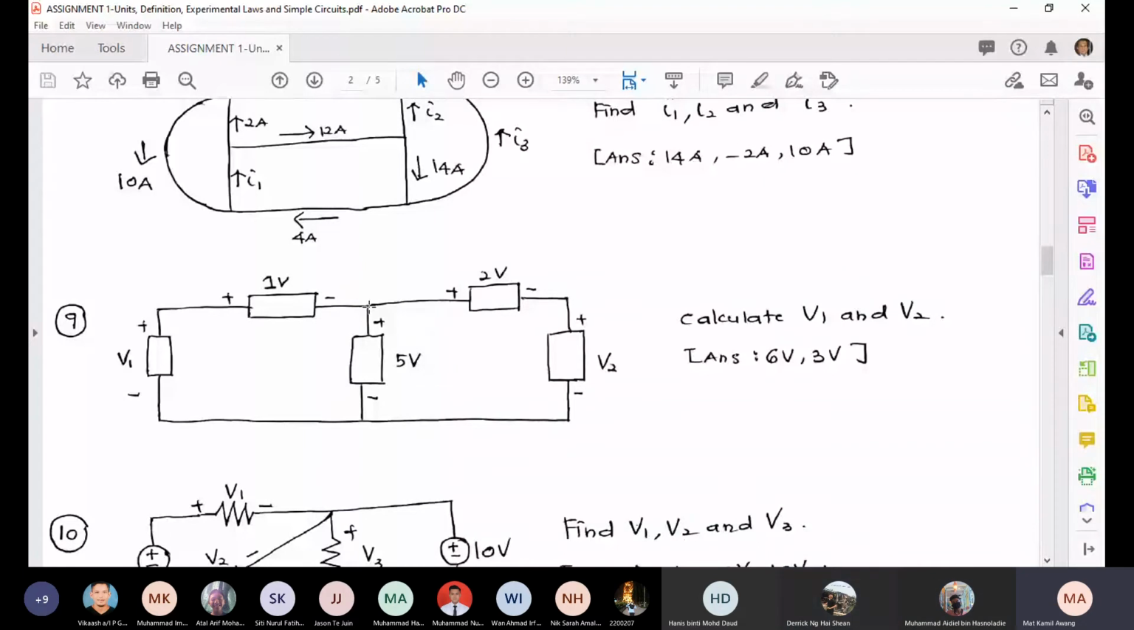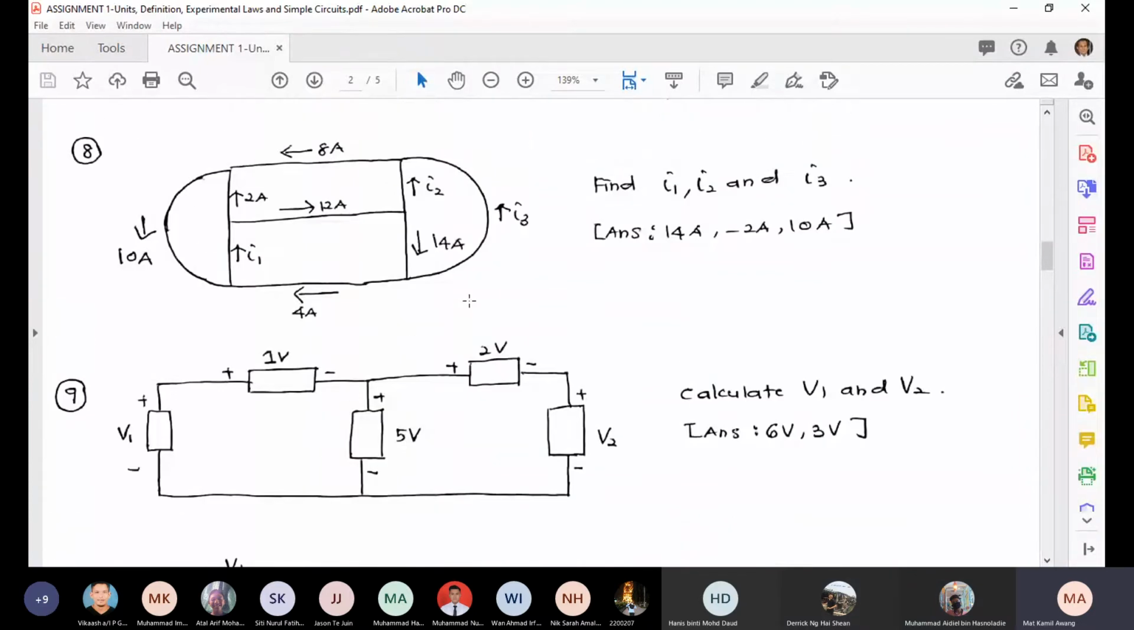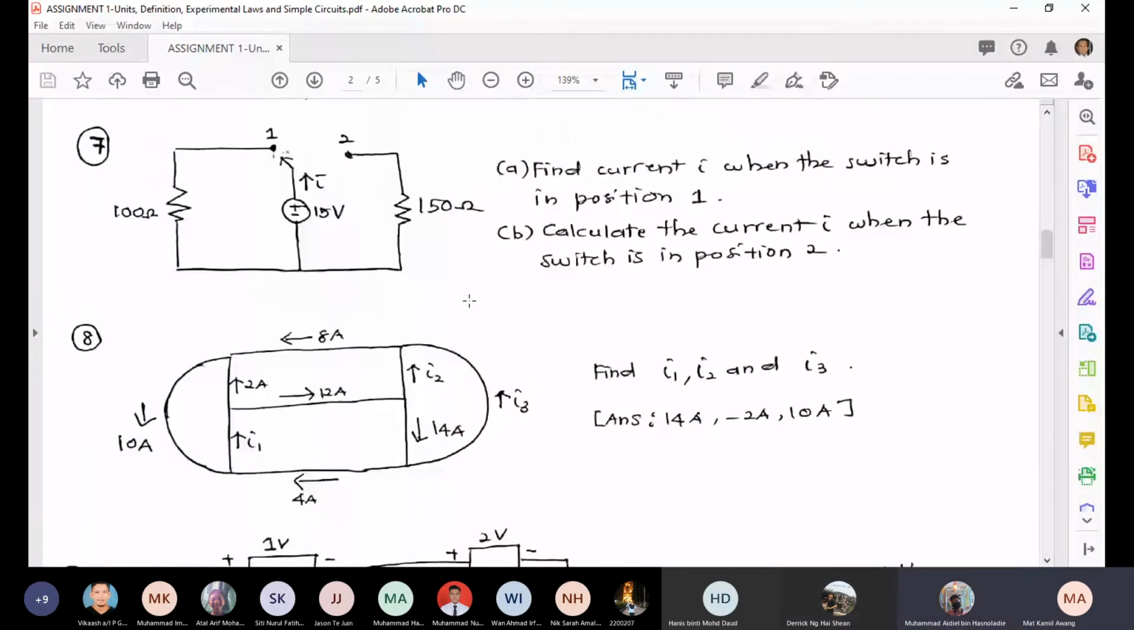Here, this is 5 volt, and you get the sign, plus on top and plus. So it's actually V2 plus 2 is equal to 5. Therefore, V2 is 3 volts. So you use a similar method to solve for this one. Okay. Right?